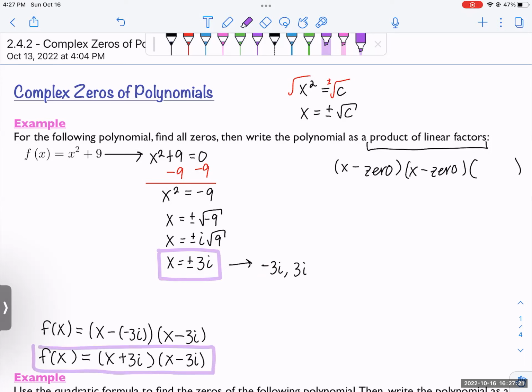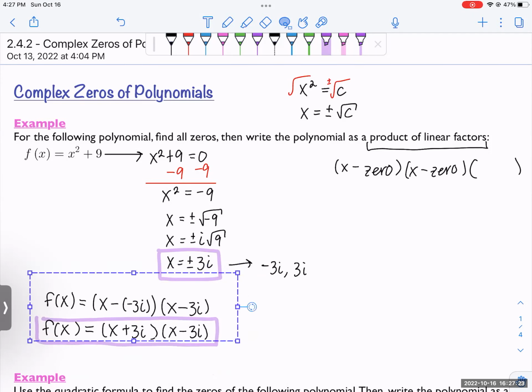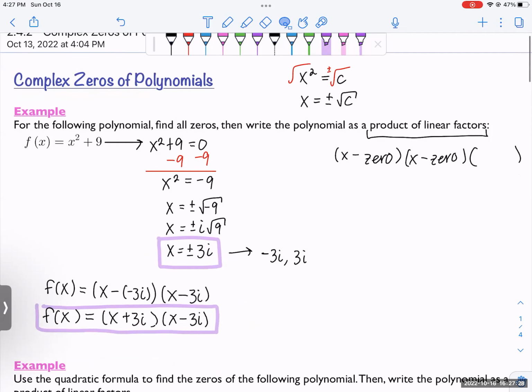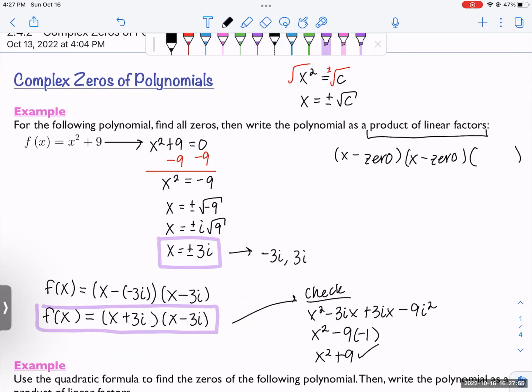Boom. Just like that. And if you were to FOIL this out, you would see you have x squared minus 3ix plus 3ix minus 9i squared. Those middle terms are going to cancel. You're going to get -9 times -1, which is x squared plus 9. So it all works out.